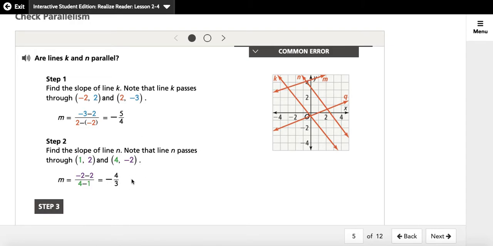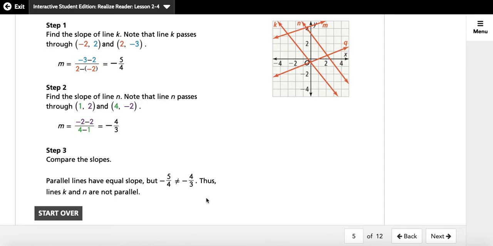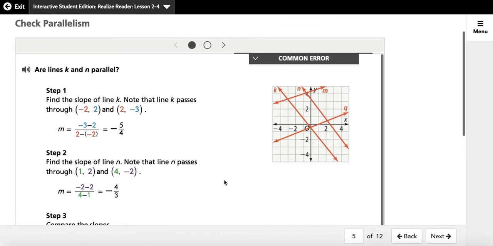Oh, not parallel. I guess I can see that they're kind of getting closer over here, so I should have noticed. But you always want to back it up with the mathematics. We found the slopes, and they are not parallel. They don't have the same slope, so they're not parallel. All right.